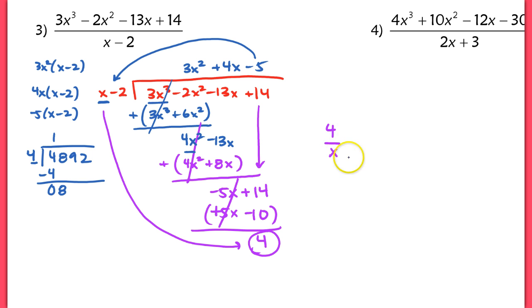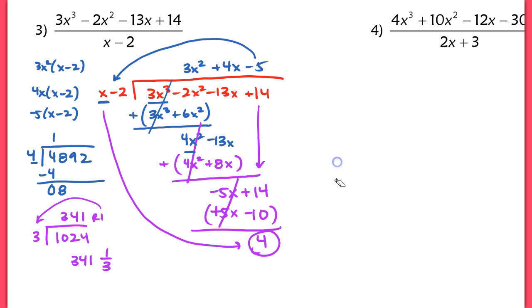Now, the way we write our remainder is similar to how we wrote our remainder when we tried to take 1024 and we divided it by 3. We ended up with 341 with a remainder of 1, so when we wrote our final answer, we said 341 and 1/3. We took that remainder, the 1, and we wrote it over our divisor. So I'm going to do the same thing here.